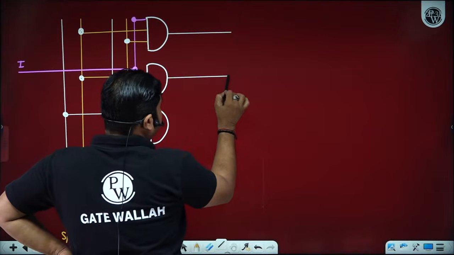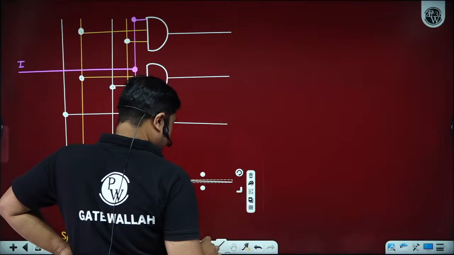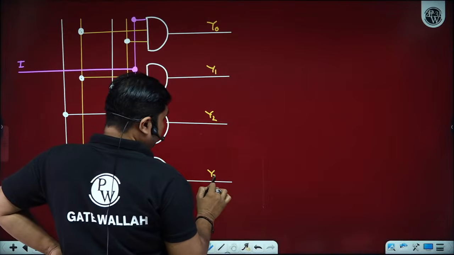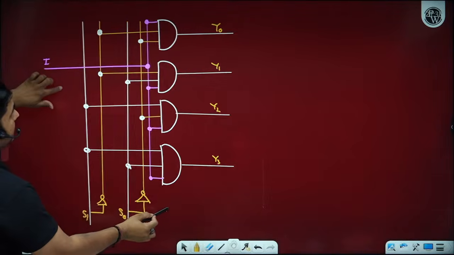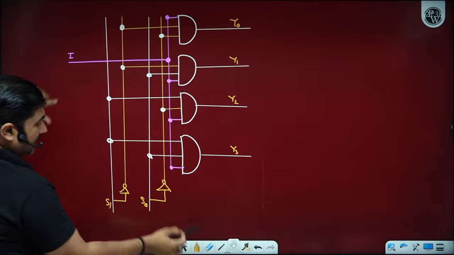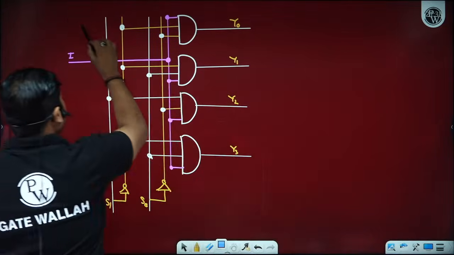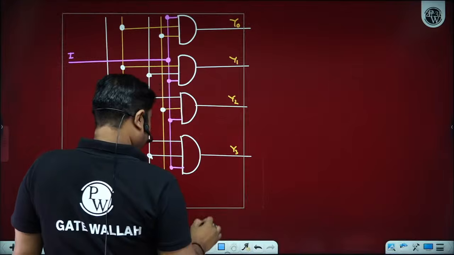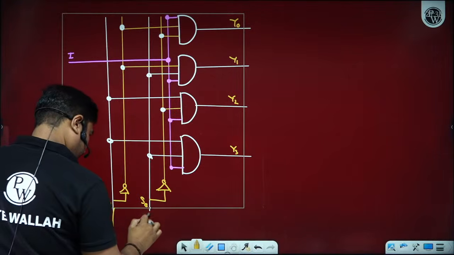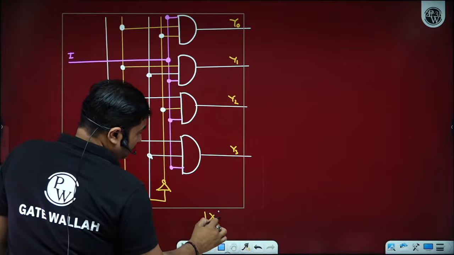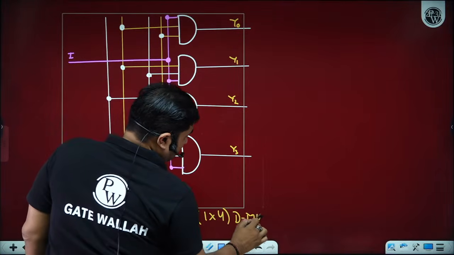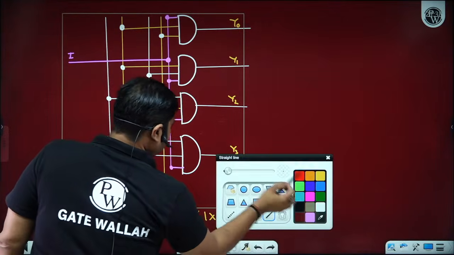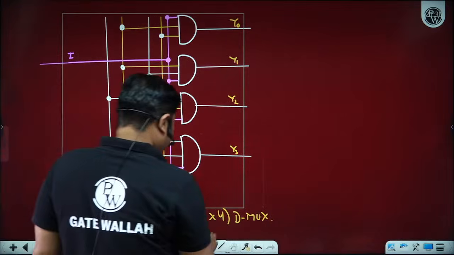So we have our outputs Y0, Y1, Y2 and Y3. Now all of you can see a 1 cross 4 size demultiplexer, a 1 cross 4 size demux. Beta ji, if there is any doubt, please let me know by writing in the comment section.